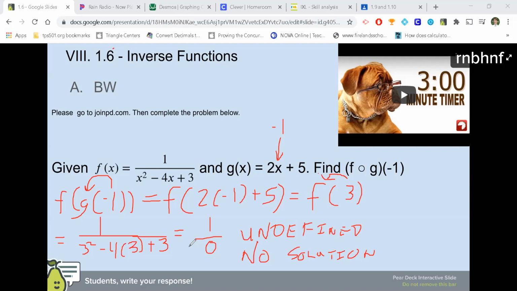And basically what that means is that this value, -1, is not in the domain of the composition function. That means that this number, -1, is not in the domain because it does not give us an output. Remember, for a function, every input has to give an output, and in fact, every input has to give exactly one output.